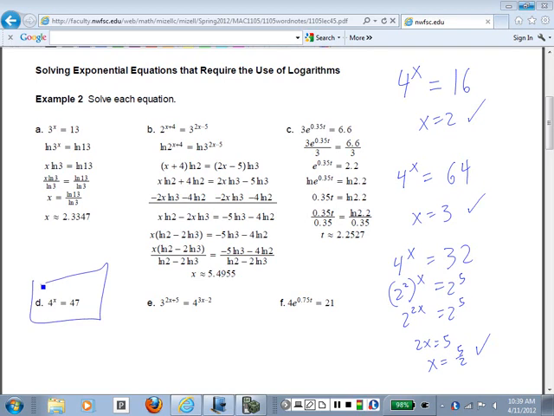What about that one? 4 to the x equals 47. 47 is not a nice power of 4 at all. So what we'll do is we'll use logarithms.